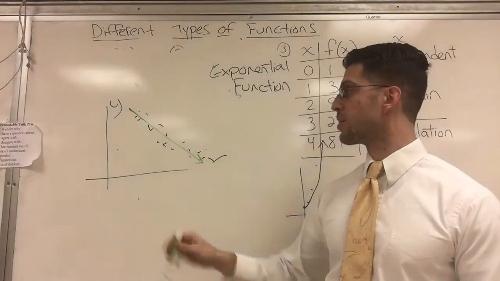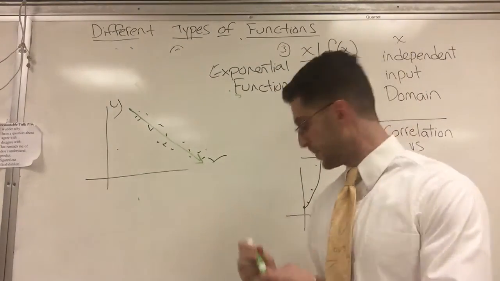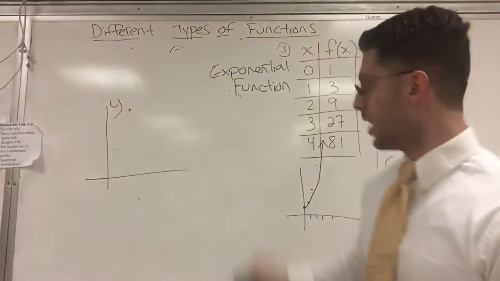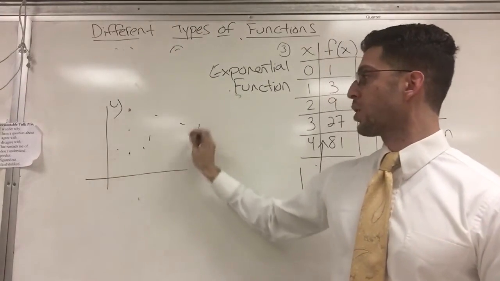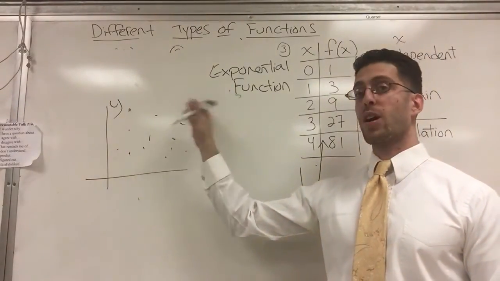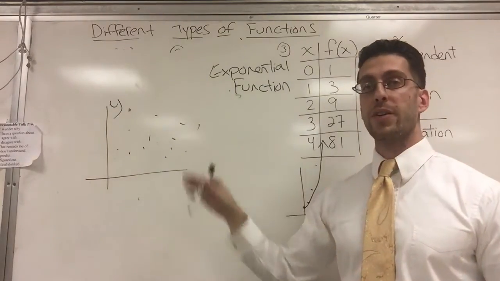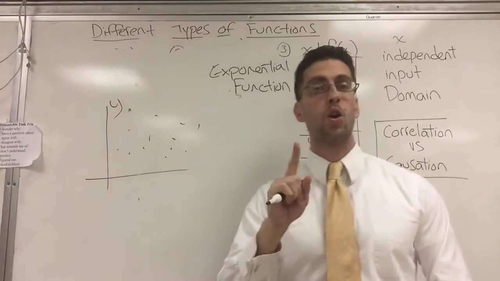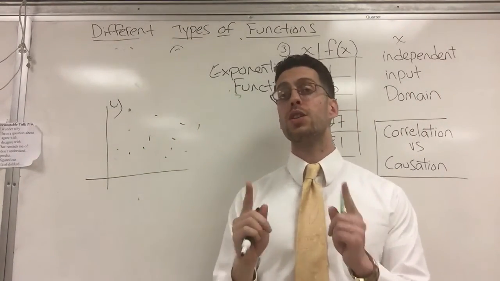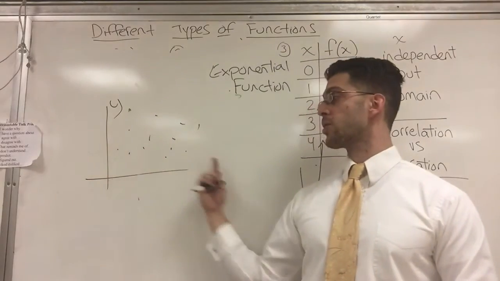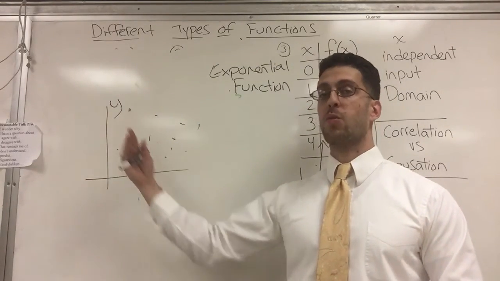No correlation means the dots are all over the place and you're not quite sure if you should draw a line going up or down. It's too scattered. That would be no correlation. Correlation means there's some kind of relationship. X goes up, Y goes up, or X goes down, Y goes down.